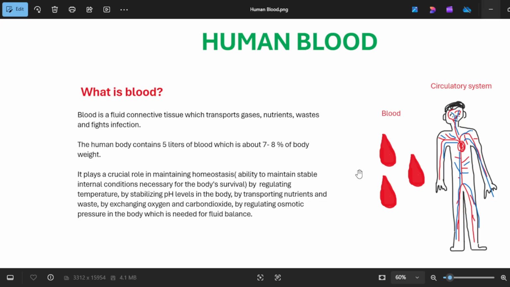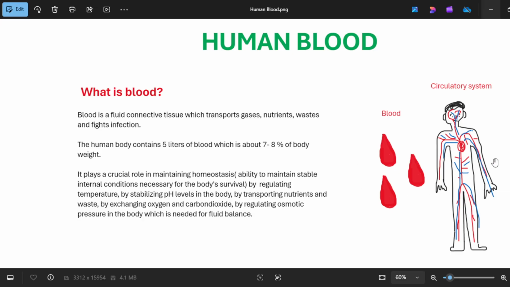So, blood plays a crucial role here by maintaining the temperature at 98.6 degrees Fahrenheit. How does it maintain this? It takes the body heat into the blood. Blood is liquid in nature, so it easily absorbs the heat produced in the body, and that heated blood is supplied to the skin. Through the process of sweating, the heat from the body is sent outside to the environment. That is how blood helps in maintaining the body temperature.